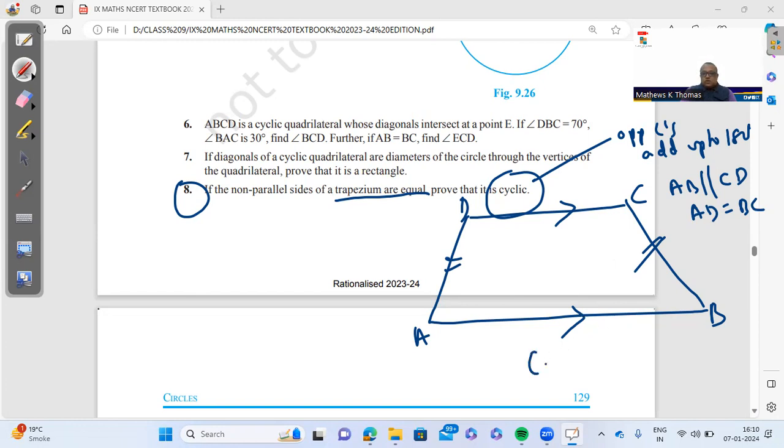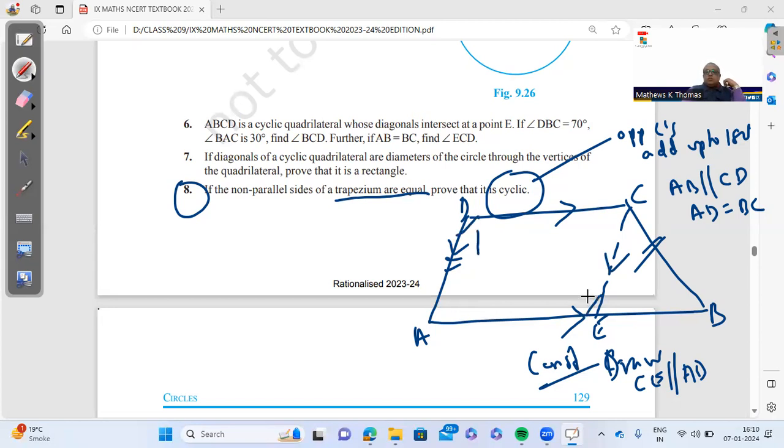So to prove this, there is a construction. And what is the construction? Draw CE parallel to AD. Now we are drawing this line parallel to this. Now we are going to number this 1, 2, 3, and 4. And if I want to prove that this figure is cyclic, I have to prove that 1 plus 4 is 180.